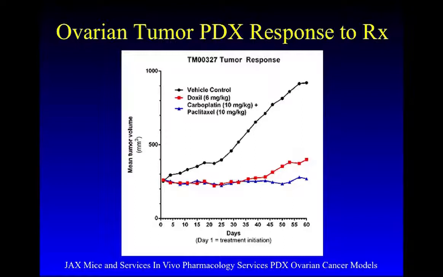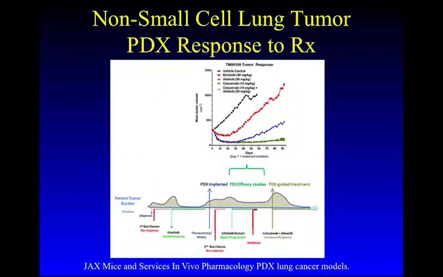I'm going to show you just one example here. Starting here, we have a person that failed first-line chemotherapy. They were then treated with erlotinib, which is a kinase inhibitor of epidermal growth factor receptor. You can see that when they were treated with that, the tumor burden went down, but then it came back up again. At this point, a thoracotomy was done, and the thoracotomy released tissue that could be used to establish the PDX model.